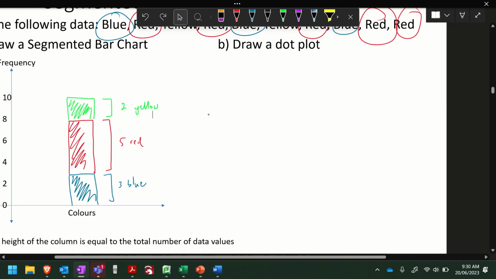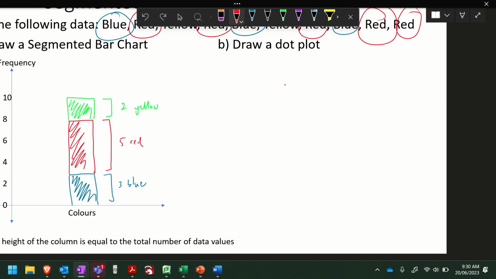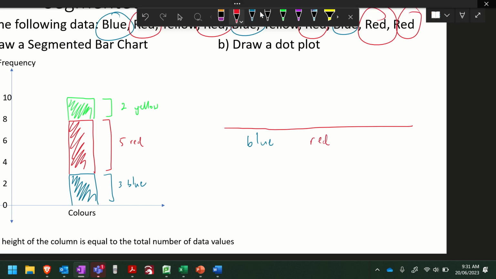All right, next thing, let's draw a dot plot. So for your dot plot, again, you just start off with a line, and then you draw your variables on the bottom. So our variables are blue, and then red, and then yellow. So according to this, how many blues do we have, guys? 3. So you should have 3 dots on top of the blue. For red, you've got 5, so you should have 5 dots.